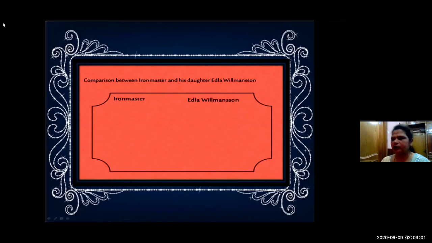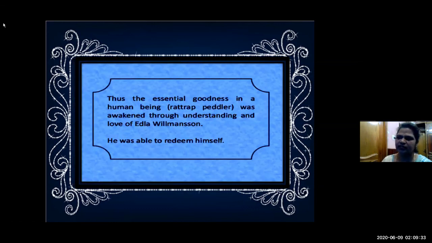So the next important question can be a comparison between the Ironmaster and his daughter Adela Wilmanson. In the story, there are several instances that show that the character of the Ironmaster was totally different from that of his daughter. So here you can write down the examples where the Ironmaster is behaving one way and in the same situation the daughter is behaving differently. So these will be the various points here.